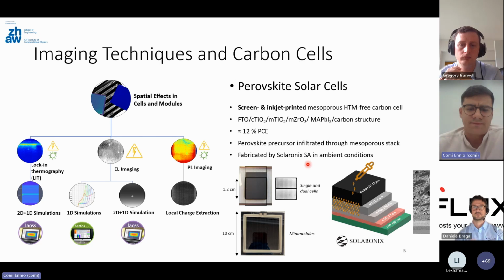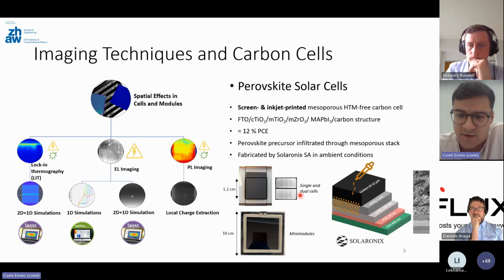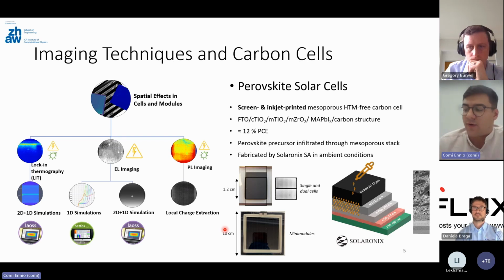I'm mostly showing mid-area devices like these 1.2 square centimeter devices. Then there are some images of dual cells. They're quite interesting to study interconnections. And we also got some modules from Solaronics. Those devices are not very efficient with around 12% PCE, but they're quite stable and reproducible.